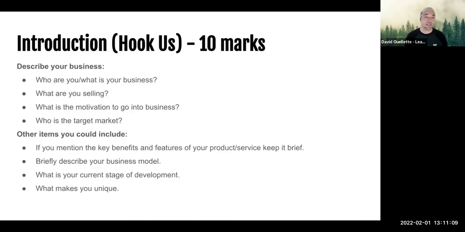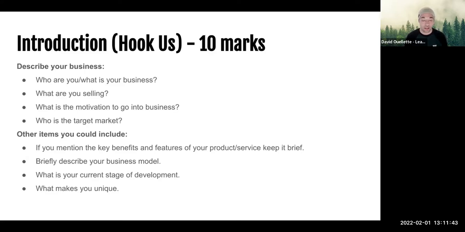Okay. So the introduction is worth 10 marks. To receive a full score in this section, you have to make sure you include the answers to the following questions: who you are and what your business is. You need to identify what it is you're actually selling, what your motivation to do this business is, and briefly mention who the target market is. You'll touch on the target market in more detail after, but you do want to mention who you're focusing on.